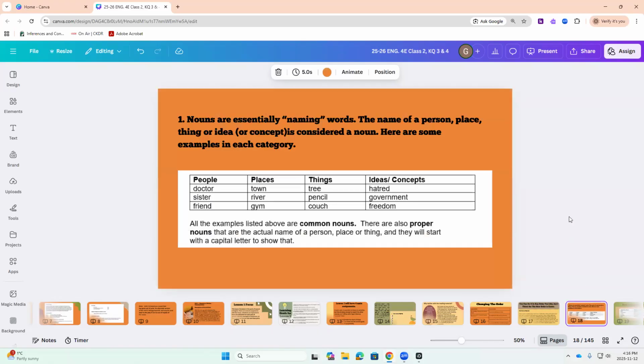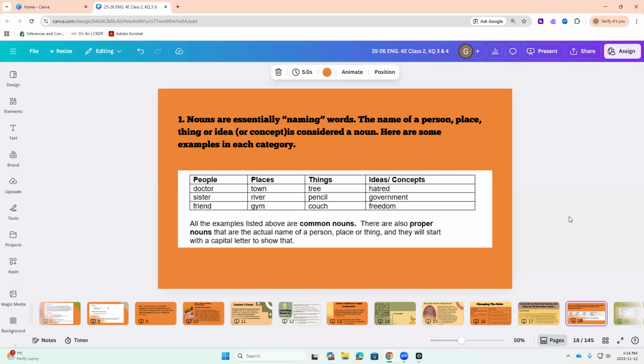So we are starting off with talking about nouns. English is a very noun-heavy language. That is not true of all languages, but it is very true for English. Nouns are essentially a naming word. It can be the name of a person, a place, a thing, or an idea. Those are considered nouns. Here are some examples for each category.